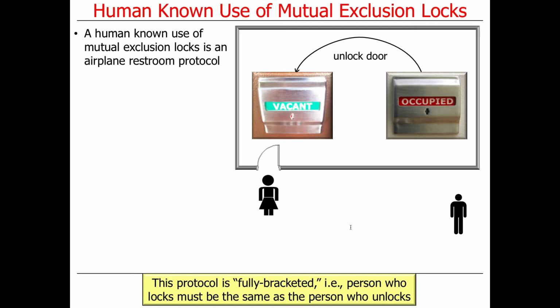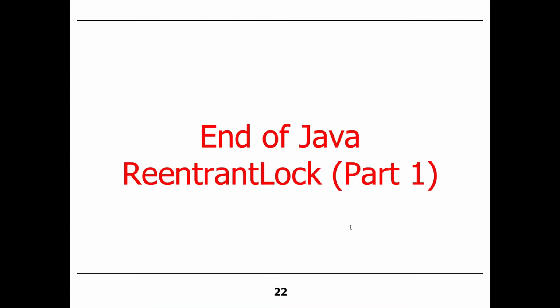This illustrates the concept of fully bracketing. The person or thread who locks must be the same person or thread who unlocks. So that's fully bracketed in this context. All right, so that's just a quick overview that makes it easy to remember what a mutex does.